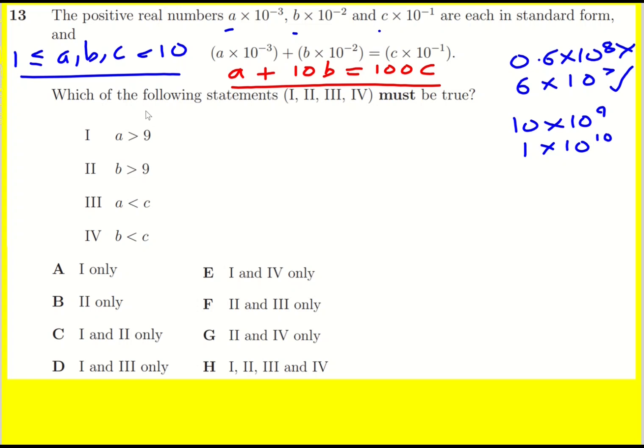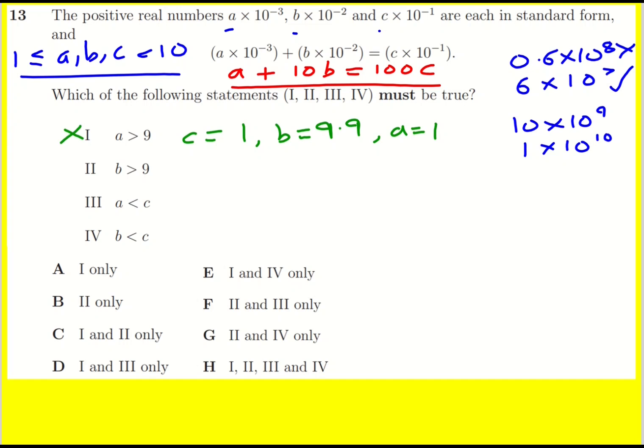Well, let's say that C was equal to 1. Then I could have B equal to 9.9, no problem with that. And then I would get A plus 99 equals 100, so A could equal 1. So that one doesn't have to be true.